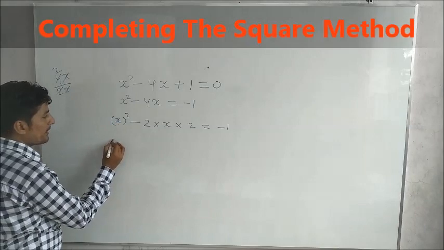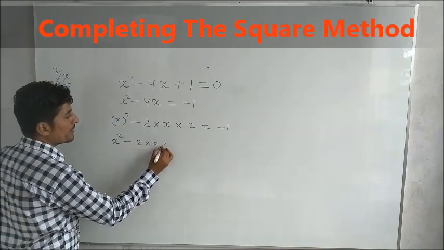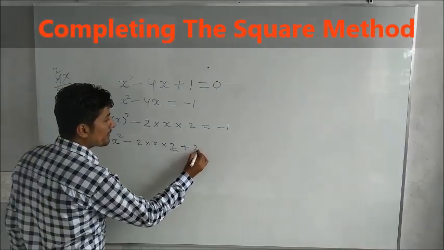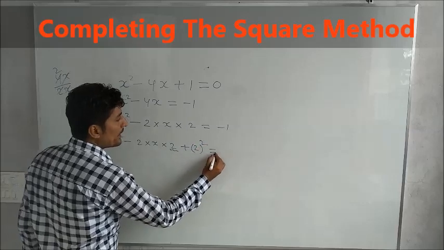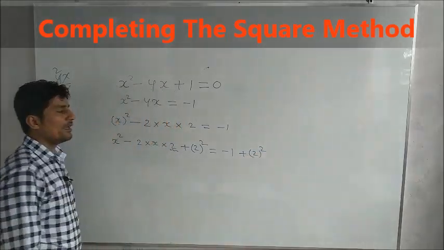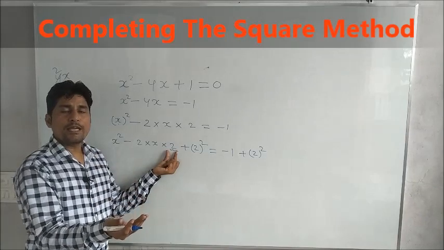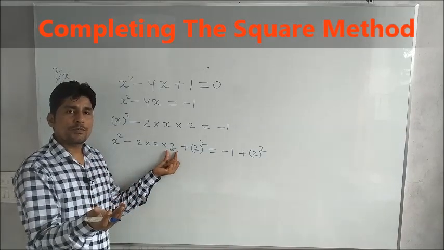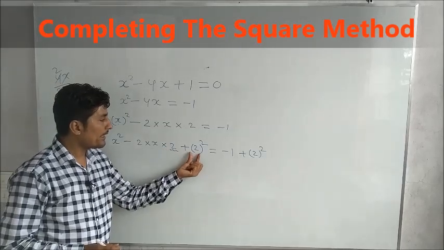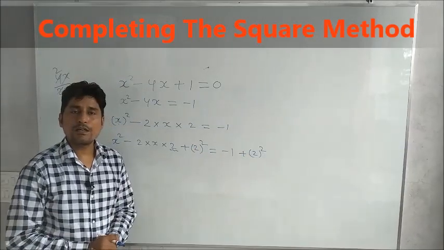After that, we will write the same thing. x square will be as it is, minus 2 into x into 2. Whatever we are getting here, we have to add the square of this term towards the LHS, and we have to add the square of the same term towards the RHS also. Here we got 2. In another question we may have 7 upon 9, or 6 upon 7. Whatever we are having, the same thing we have to add: the square of the same term towards the LHS and towards the RHS also.